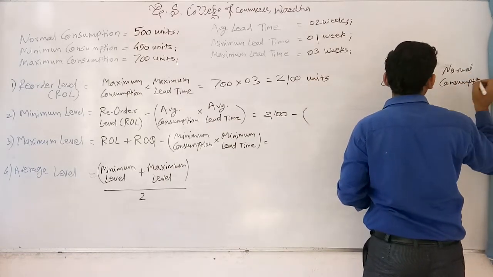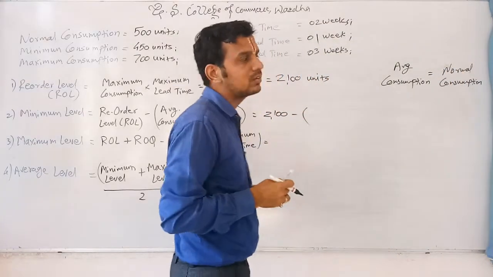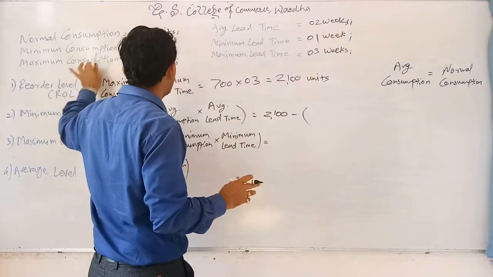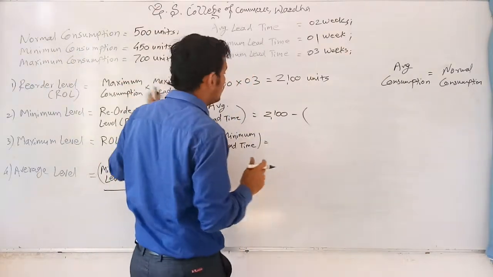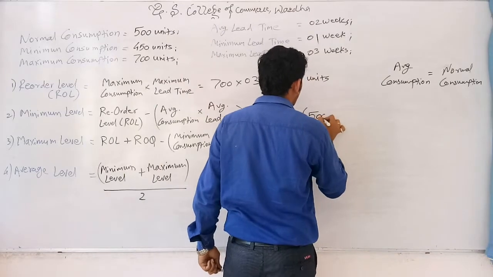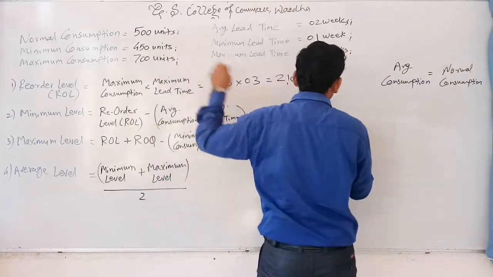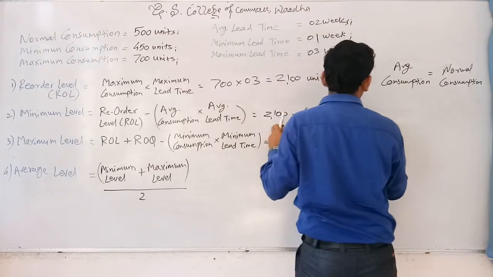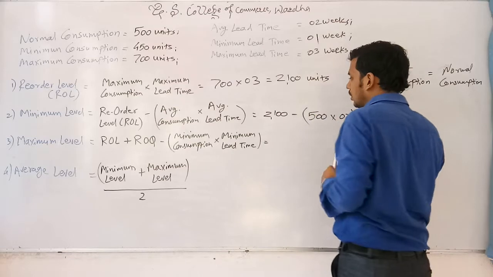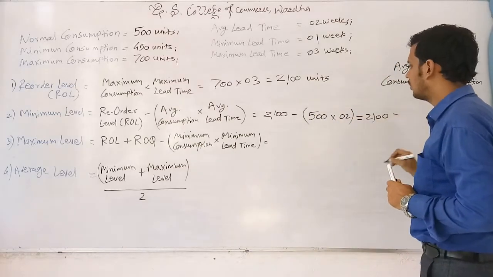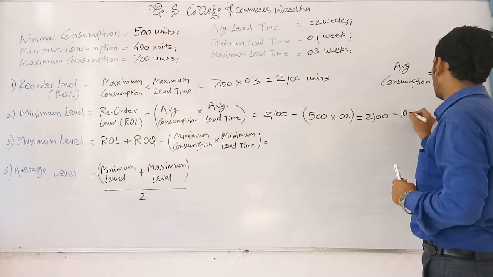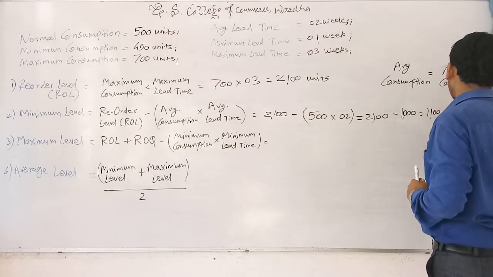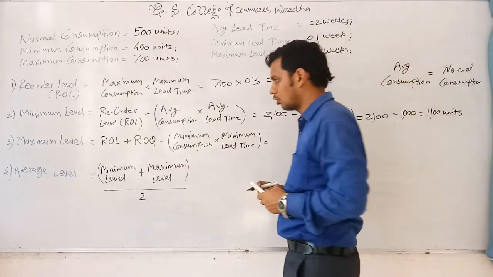Both can be used. If normal consumption or average consumption is not given, at that point of time we have to calculate it by maximum consumption plus minimum consumption divided by 2. But as here the information is given directly, we can put the values in the formula. Average consumption 500 units, average lead time 2 weeks. Hence we can simplify the numbers. 2100 minus 1000 equals 1100 units is our minimum level of stock.